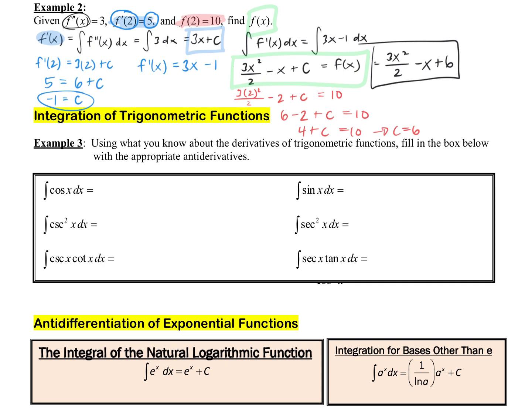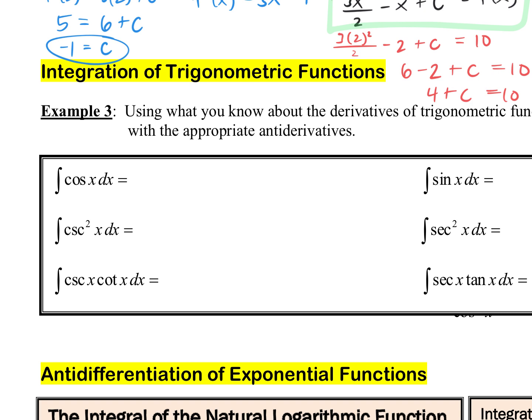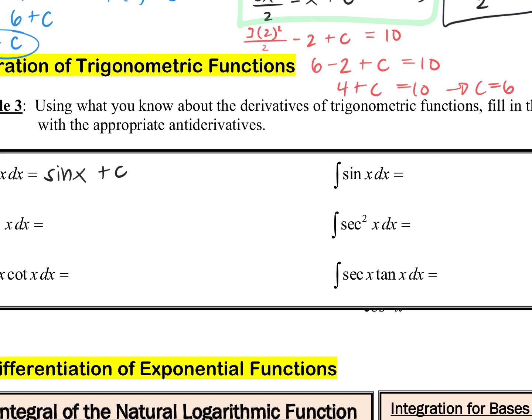This rest of this page is just some things that we eventually will need to have memorized, okay? But in the meantime, we're just going to write them down. So we're going to think to ourselves, what can I take the derivative of to get cosine of x? Sine. So the integral of cosine of x dx is equal to sine of x plus c. What can I take the derivative of to give me sine? Negative cosine. So negative cosine of x plus c.